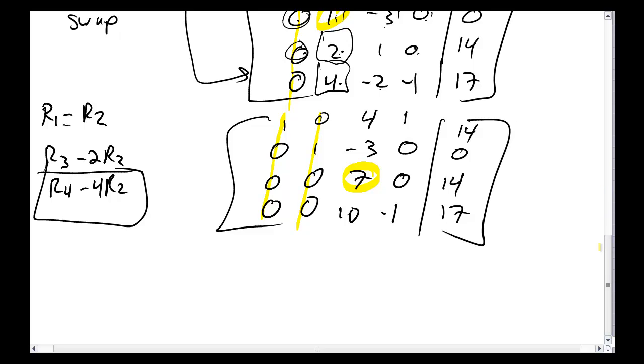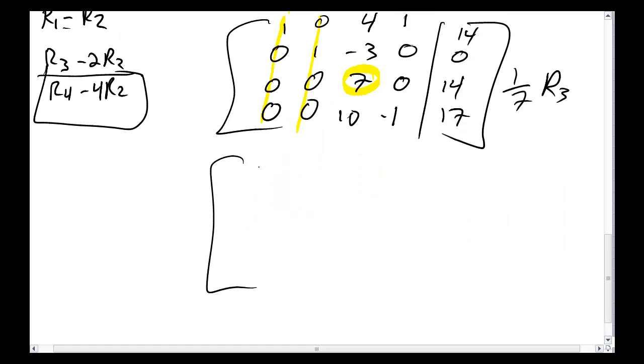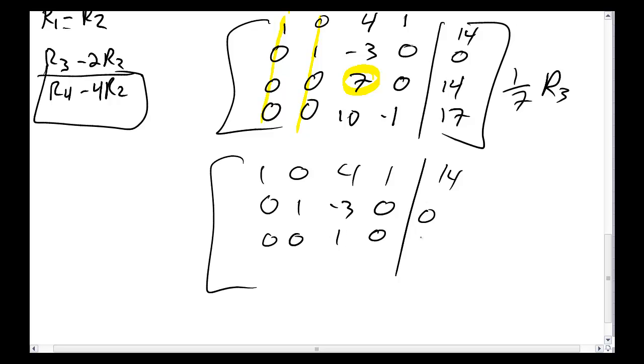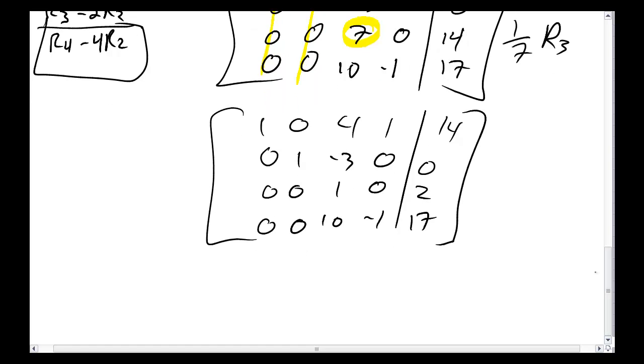I can easily change 7 to the number 1 by doing 1/7 times row 3. So let's make that switch first. Top row doesn't change. The second row doesn't change. It's the third row that changes. And finally, the bottom row at this point is not changing. Okay, so I've got my numbers down again.